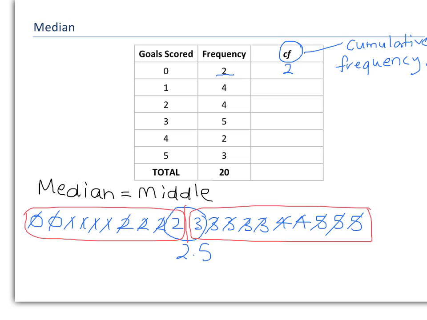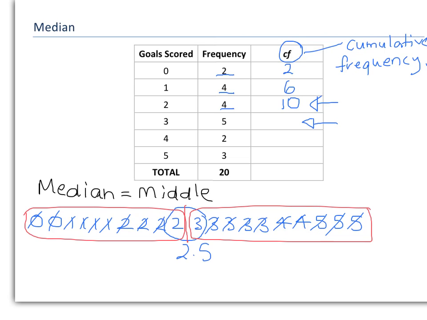Then we collected all the ones together and added another 4 frequencies onto that. In total we now have 6 scores. By row 3 we've added another 4 scores into that, which were all 2s. And so our total for the cumulative frequency is now 10. So here is our 10th score. Obviously the 11th score then has to occur in the next row.